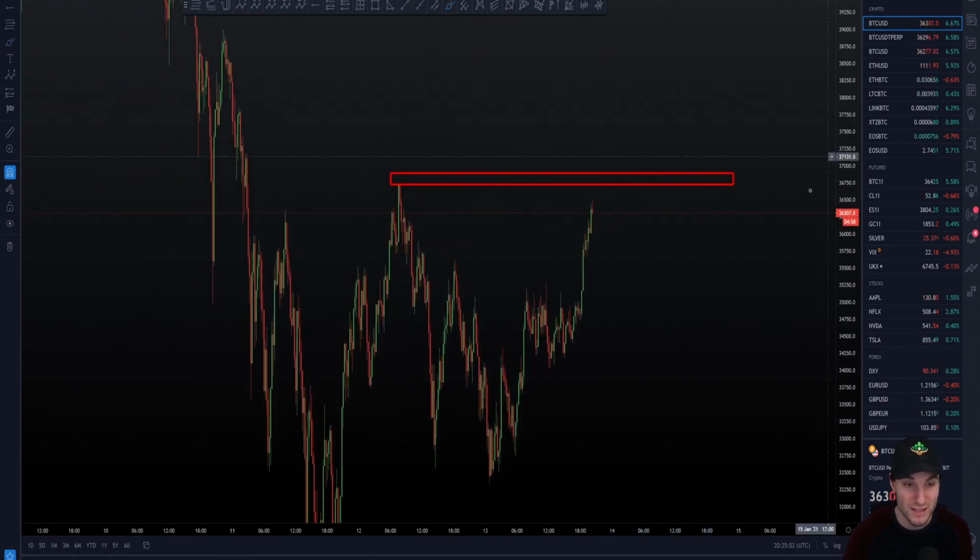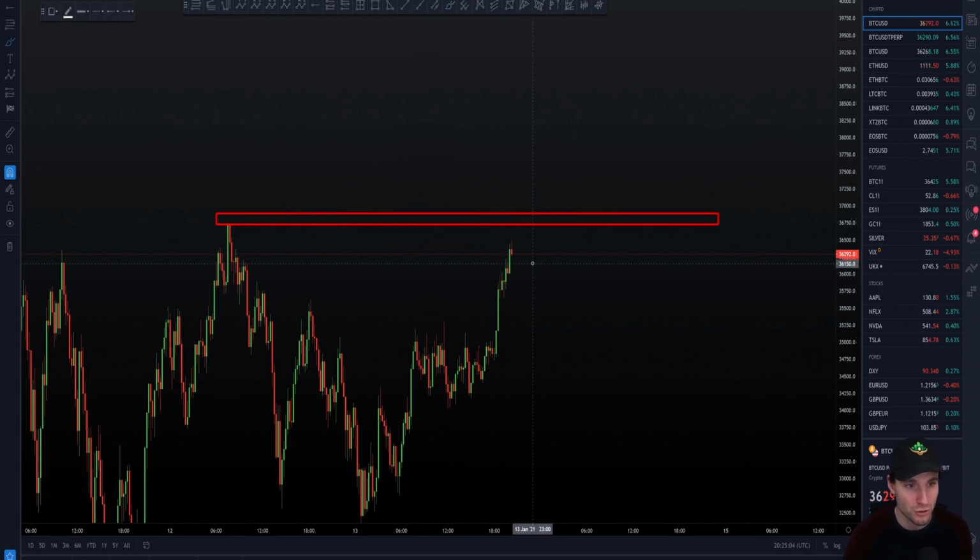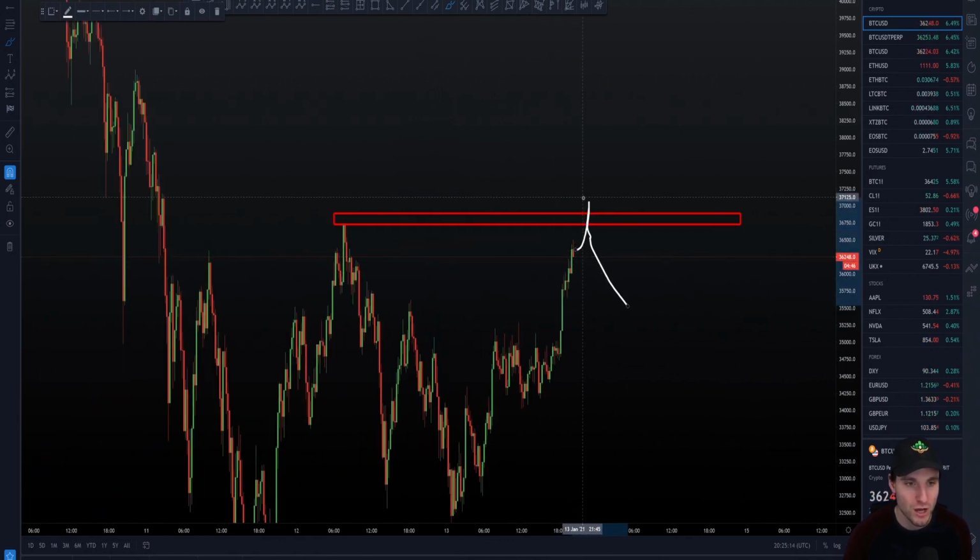Okay, the last thing that could happen is a swing failure pattern of this high. So if we actually do something like this, we move up above that high, close back down below. That actually for me would be a short. I'd place my stop loss above the high and I'd look to trade it down.